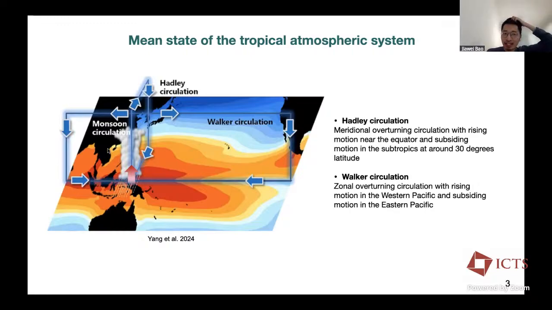In this schematic, it also shows a little bit of the monsoon circulation. But what I interpret is that the monsoon circulation is part of the circulations we talk about here. It's part of the Hadley circulation or the Walker circulation. Yeah, so that's for the mean state.